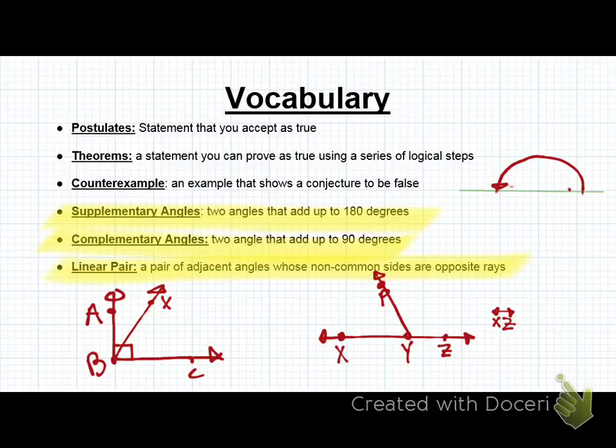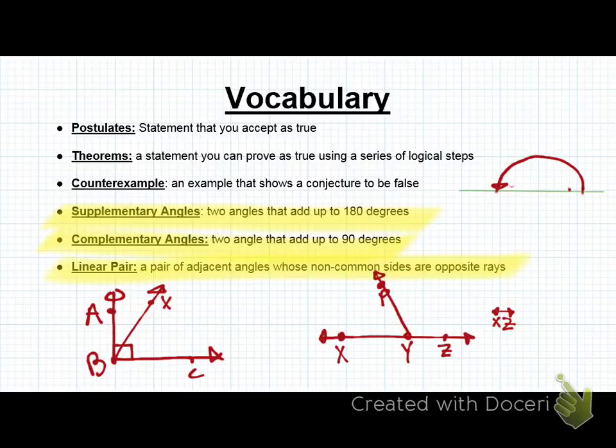So would you agree that angle XYZ is 180? Yes. So wouldn't you agree that angle XYP plus angle PYZ is going to be equal to 180 degrees? Does that all make sense, everyone? Okay, cool. These two angles are called supplementary angles because when you add them together, they equal how many degrees? 180. Okay, good.